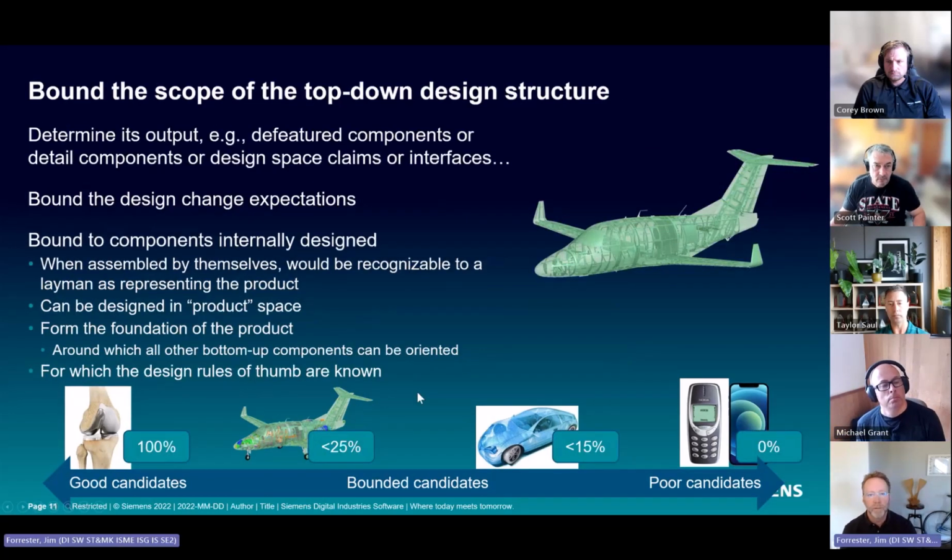So again, bound the scope of the top-down design structure, determine its output. What is it going to be used for? Detailed features, defeatured components, design space claims, interfaces alone. These are all valid uses of a top-down design structure. Bound the design change expectations. Again, going back to the example, I can have this top-down design structure and morph from a small coupe to a medium-sized coupe. But if I want to change to a pickup truck, it's going to break. The topology is fundamentally different. So bound the expectations of change.